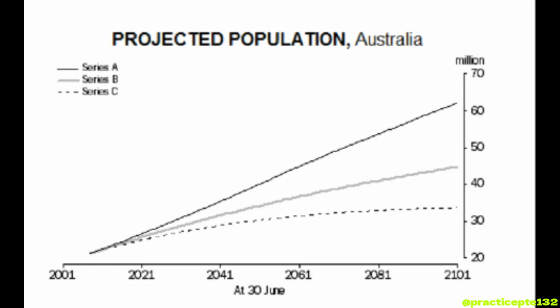The line chart shows the projected population in Australia in millions. According to the chart, the Series A has increased dramatically from 20 in 2001 to 65 in 2101. Following that, Series B has increased moderately from 20 to 45, from 2001 to 2101. However, Series C has increased slowly from 20 to 35 over the same period. In conclusion, the projected population in Australia is expected to increase in the coming years.